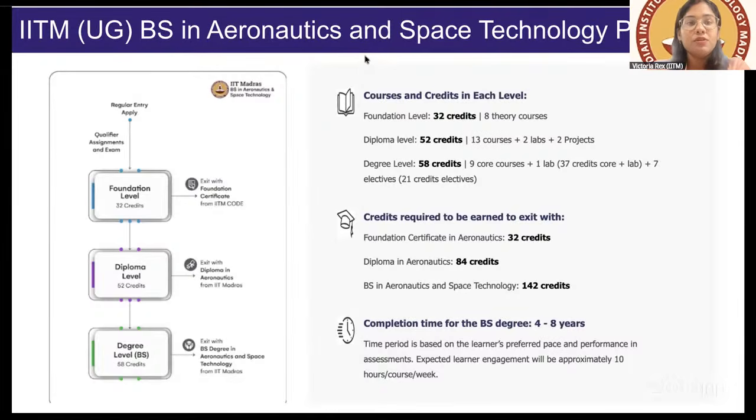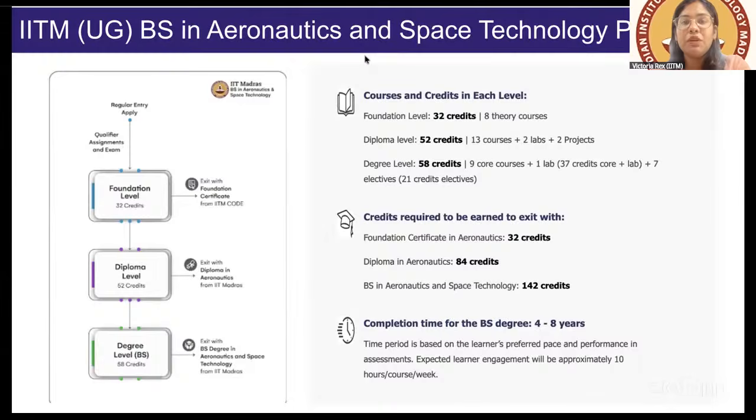First I will start with the levels that we have. We have three levels. One is foundation, the next is diploma, and the third one is the degree level. As you have already completed your JEE and you're directly eligible for the foundation level, you are not going to write the qualifier exam. You are directly entering into the program.